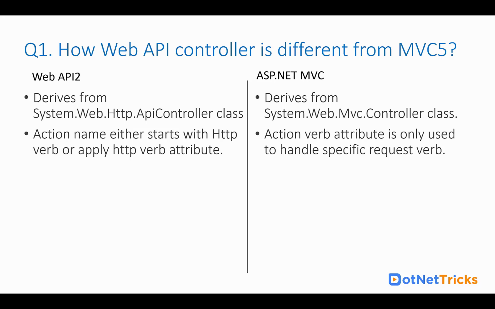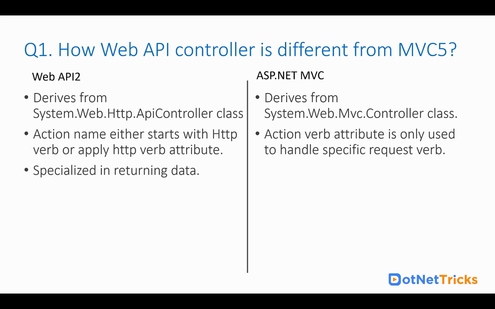But in MVC we don't have such things, because by default an MVC action can be called by making a GET or a POST request. But if you want to restrict calling that method to a particular verb, only in that case can we decorate the action with the appropriate verb, like HttpGet, HttpPost and HttpDelete.